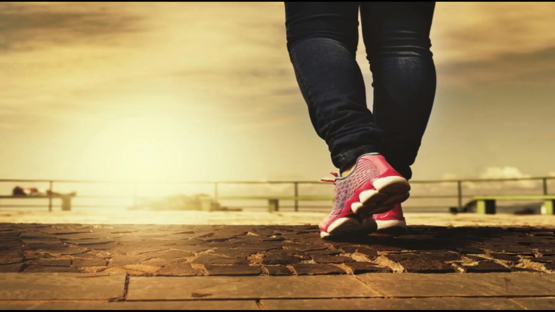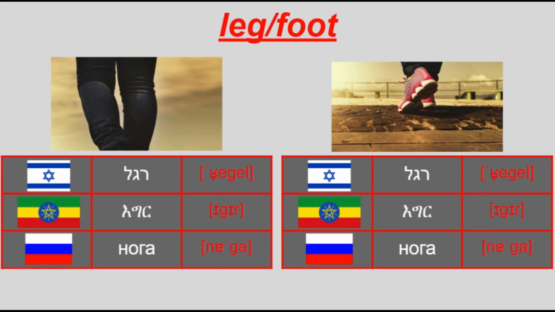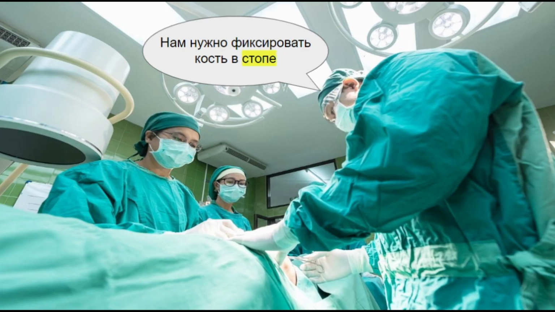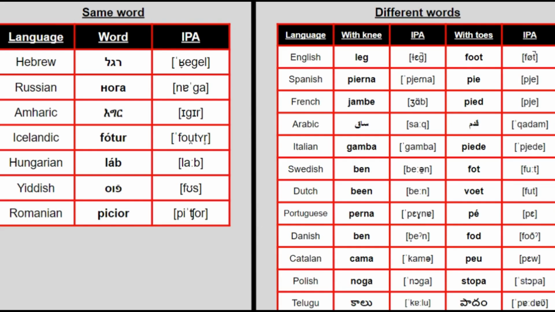However, what seems to be even more common cross-linguistically is not differentiating between leg and foot. Hebrew, for example, just has regel for both, Amharic just has igir, and Russian, like before, just has noga for both, although interestingly, it does have a word for foot, stupnya, but it's only used if you absolutely must clarify that you're just talking about the foot. This is in contrast to Polish, which actually does have a mandatory distinction between noga, leg, and stopa, foot. Here are the other examples.